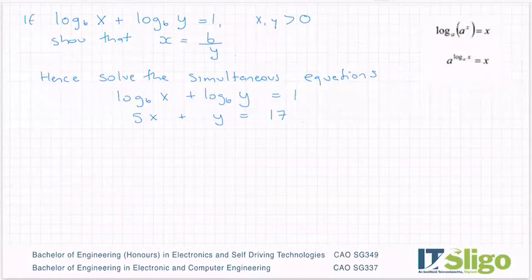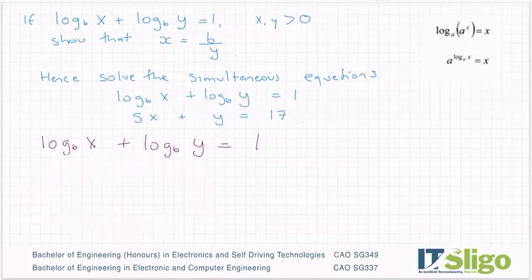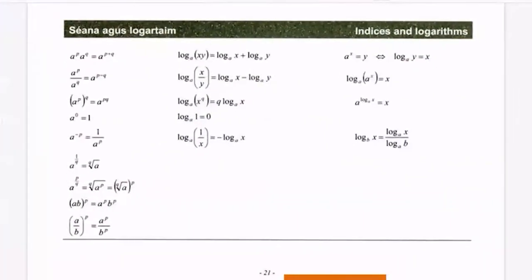That instinct is correct, but to use that rule, let me take down the sum again. To use that rule, I must have just one log to the base 6 on the left. So I must resolve this. In other words, I must add these logs. Let's go back to our log tables. Let's see, is there anything here that would help? Well, this is a log to the base A plus a log to the base A. So in other words, the base numbers are the same. And when the base numbers are the same, I multiply them together. That's what that rule tells me.